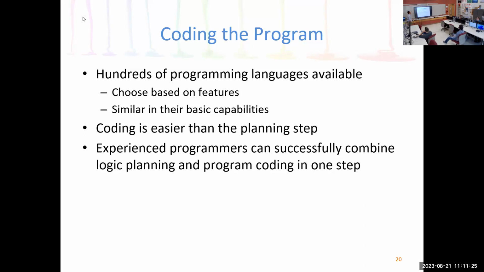Coding is easier than the planning step. Coding is easier than understanding the problem. And the two major important steps you have to do are understanding the problem and planning the logic. But the coding is quite simple. And an experienced programmer can successfully combine the logic, planning, and programming coding in one step here.